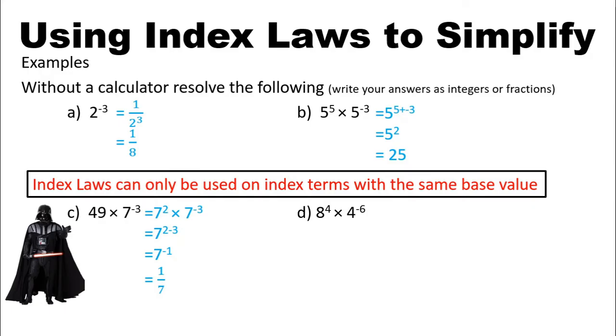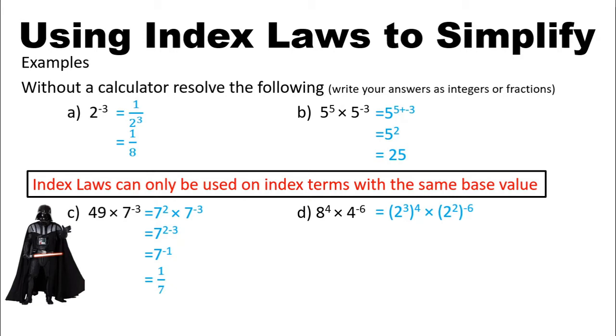Question D, again, do not have the same base value. Think about how we could get the same base. 8 is the same thing as some value to the power of something. And 4 is the same thing as that same base to the power of something. Have you got it? 8's the same thing as 2 to the power of 3, and 4 is the same thing as 2 squared. So we can write that as 2 to the power of 3 to the power of 4. We're going to have to use our power of a power law there.